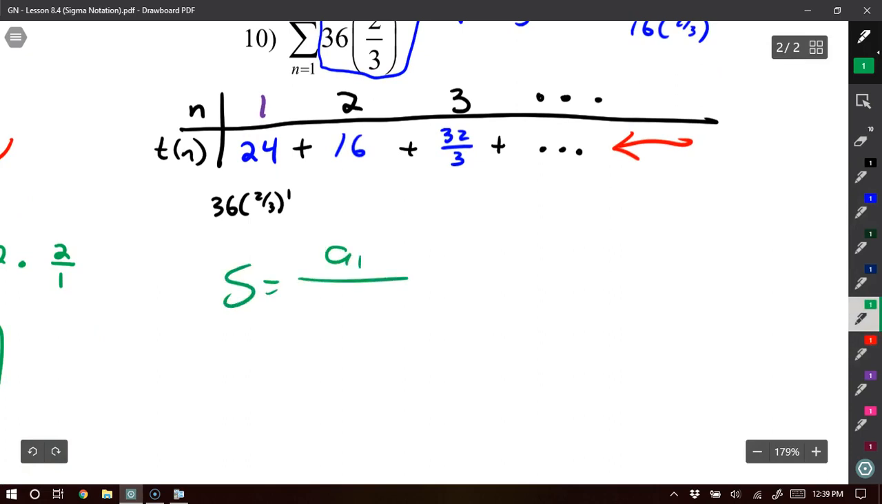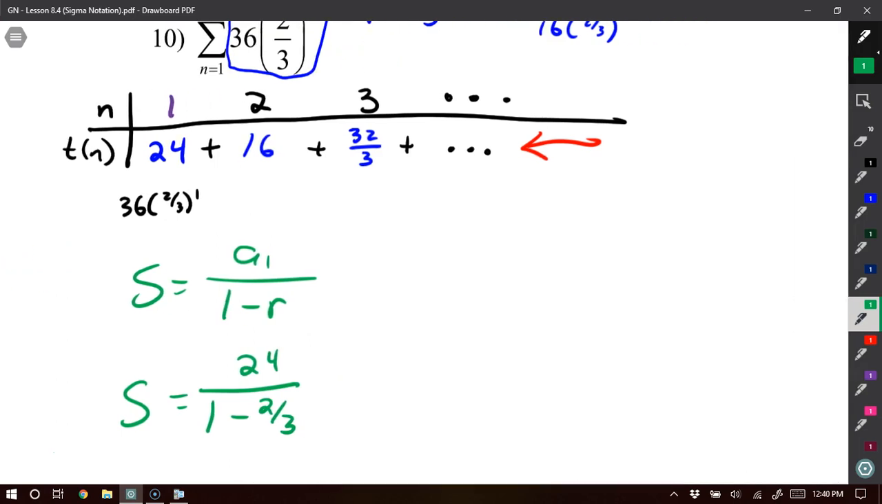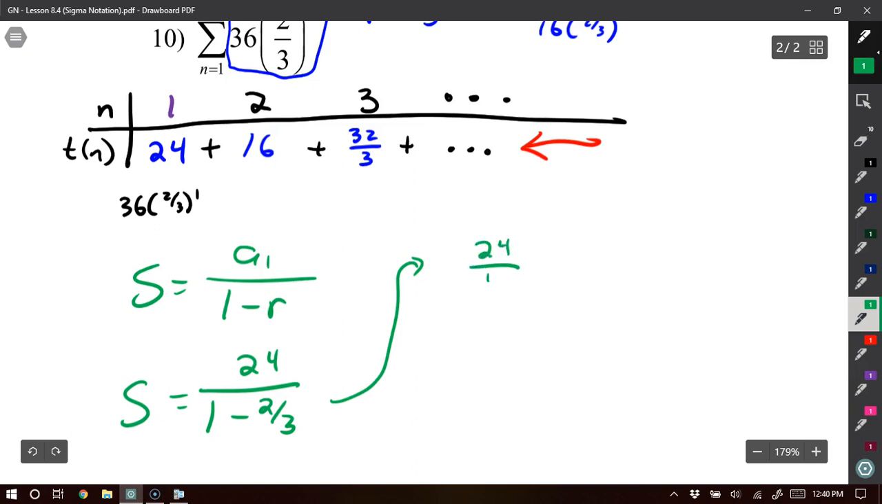It's a1 over 1 minus r. So my first term is 24. My ratio is 2/3. So I have 1 minus 2/3. So I have really 24 over 1/3. There we are, divided by a fraction. So flip the denominator, keep the numerator, and I'm going to get a sum of 72, which is the second part to this.